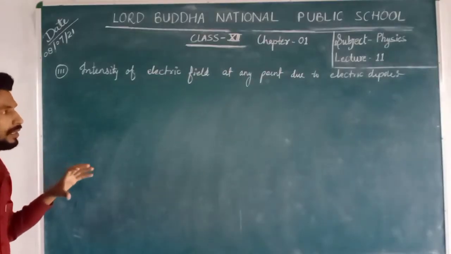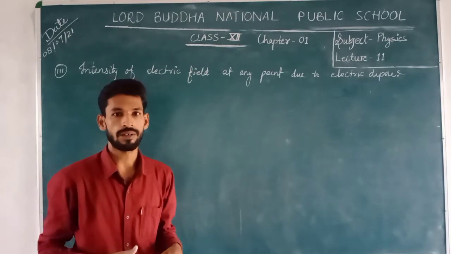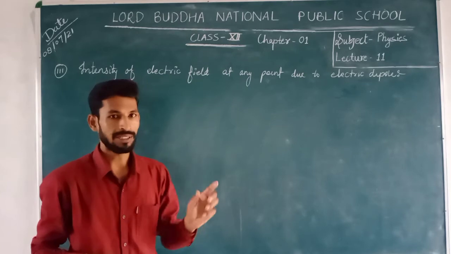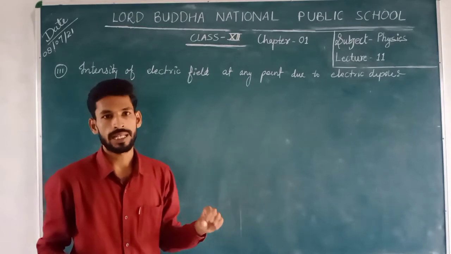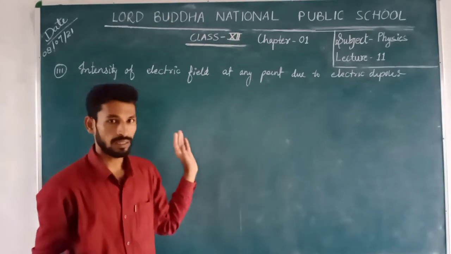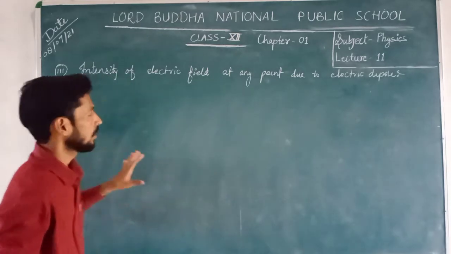In this topic we will calculate the formula of intensity of electric field at any point, because in previous video lectures we have discussed the axial position and equatorial position. Those were two different topics. Today we will start this topic, that is point number 3rd.